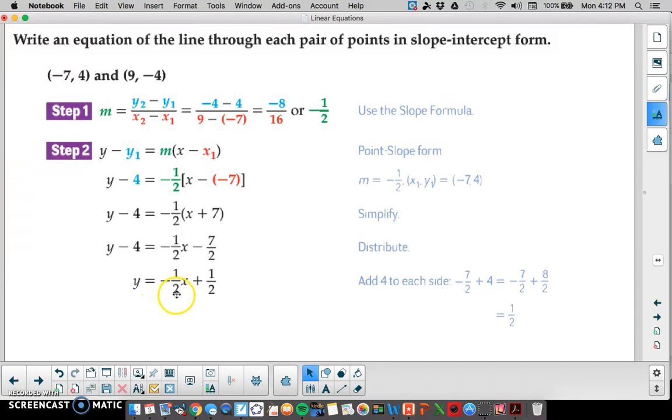y equals mx plus b. So from here we'd be able to see our y-intercept is (0, 1/2).